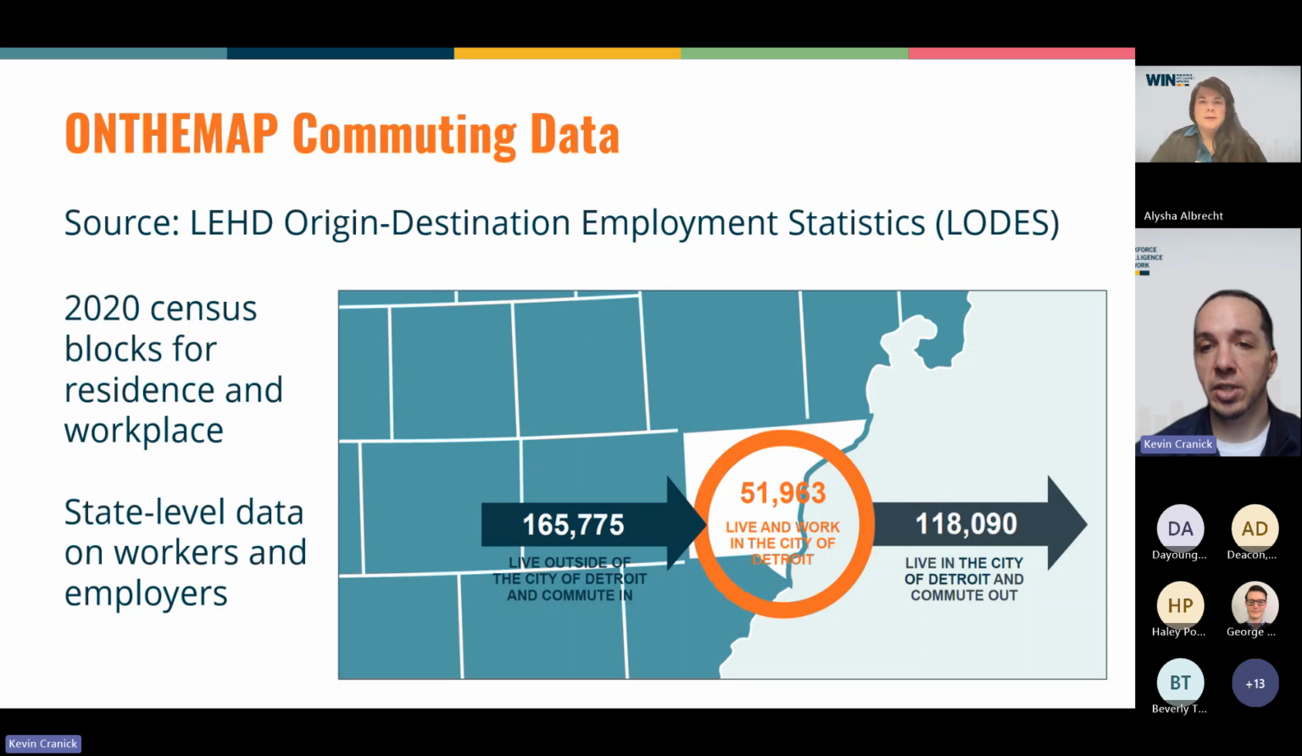So this was another illustration of the graph that I believe we saw previously, where we can see the number of commuters going into an area versus the number who are leaving the area for work every day. In this particular illustration, within the city of Detroit, you have 51,963 workers who live and work in the city of Detroit. You have 165,000 who are commuting into Detroit from outside the city geographic limits, and then 118,000 who live in Detroit and commute out of the city of Detroit proper for their work every single day. So it makes for some really interesting comparisons.